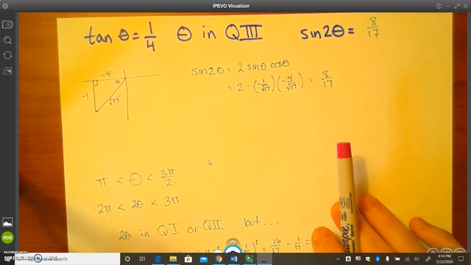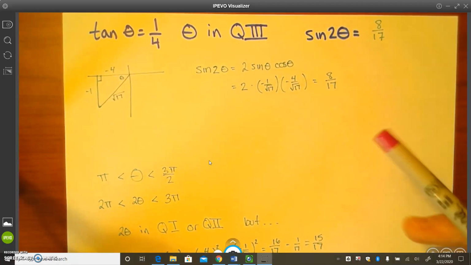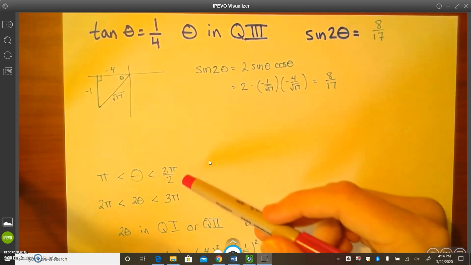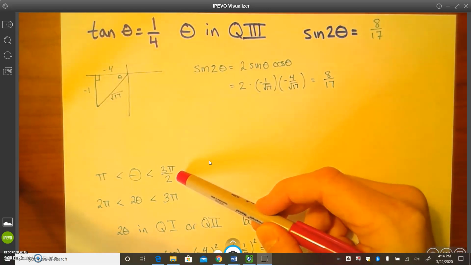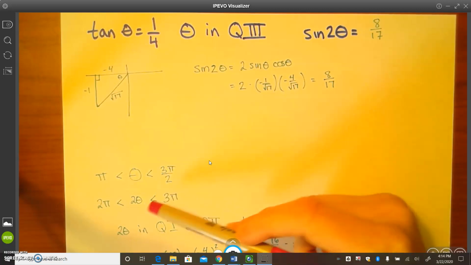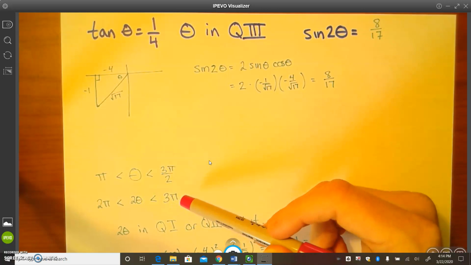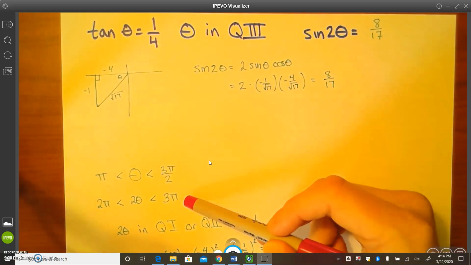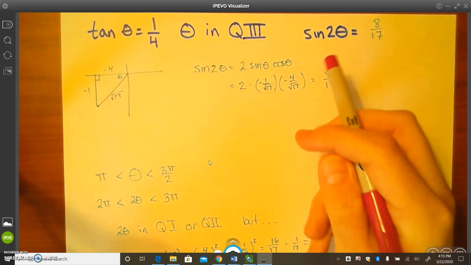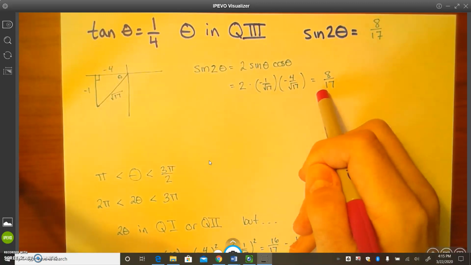Now, the second part was also asking what quadrant could 2 theta fall in? Well, we were given that theta was bounded between pi and 3 pi over 2, which, if I double everything to get 2 theta, means 2 theta is bounded between 2 pi and 3 pi. So that can narrow it down to quadrant 1 or quadrant 2, which makes sense because, of course, we had sine of that angle as positive, and that's also quadrants 1 and 2.